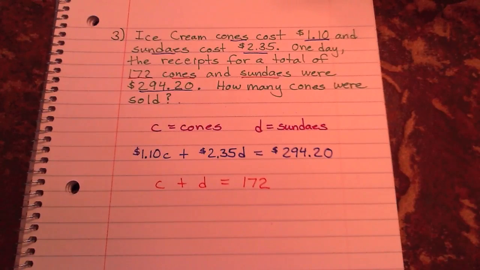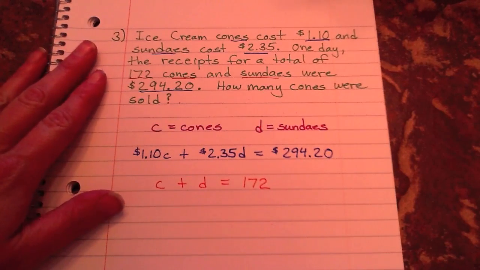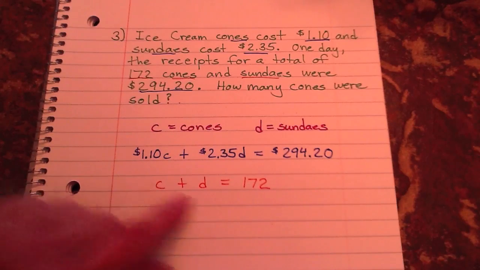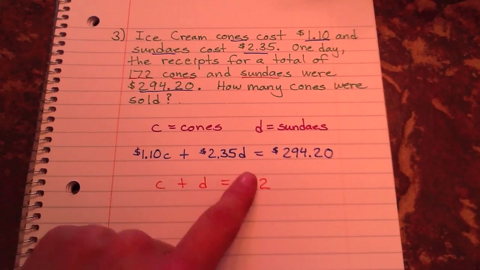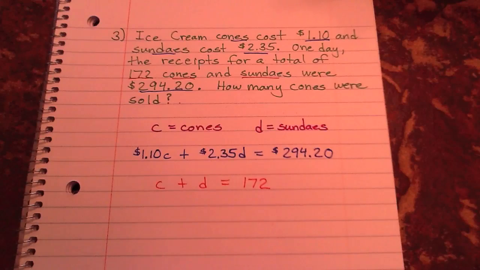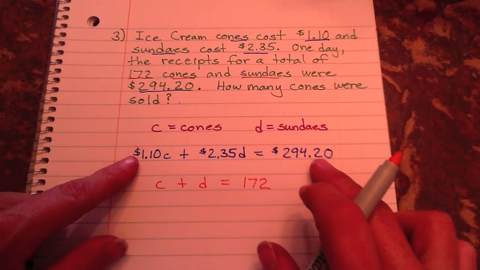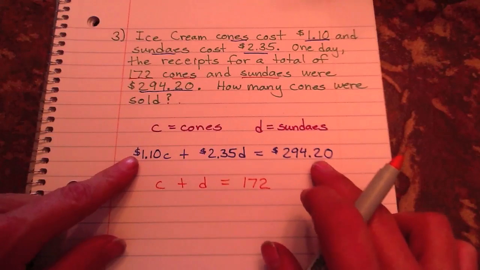Hopefully you saw that. If you didn't, rewind, go through it again with me. Now I want to go ahead and isolate either C or D. I'm not going to try to isolate one of these because those don't look fun to isolate. The other thing I'm going to do in this one is I'm going to go ahead and do a decimal buster. I don't want to deal with decimal busters.